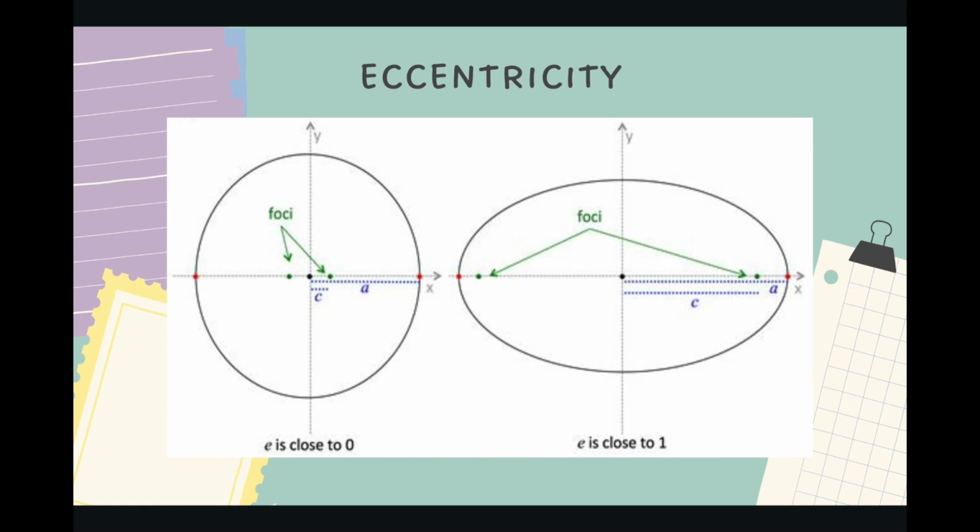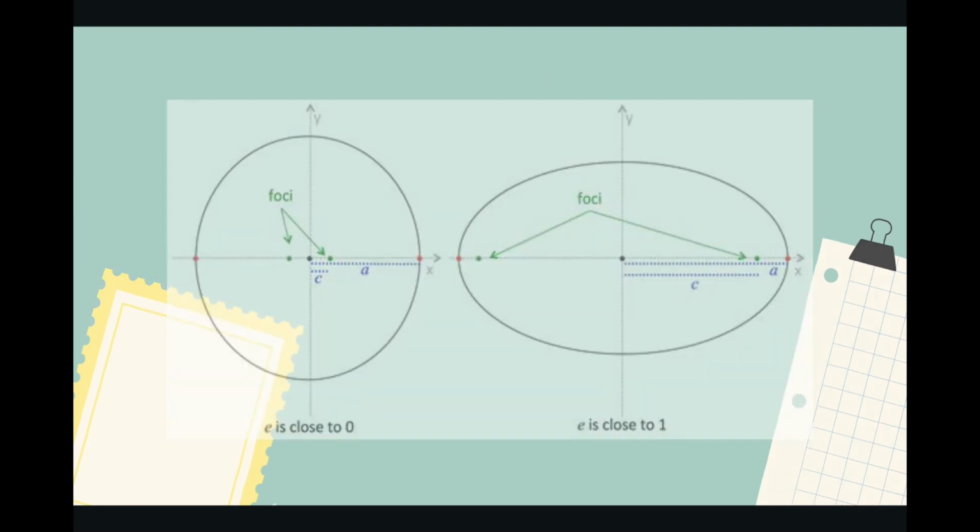Eccentricity is how an ellipse deviates from a circle. The closer the foci are to each other, the closer the ellipse resembles a circle.